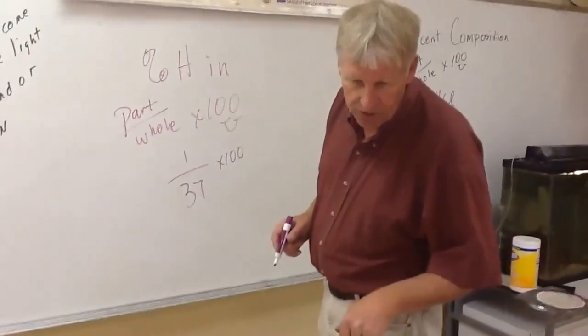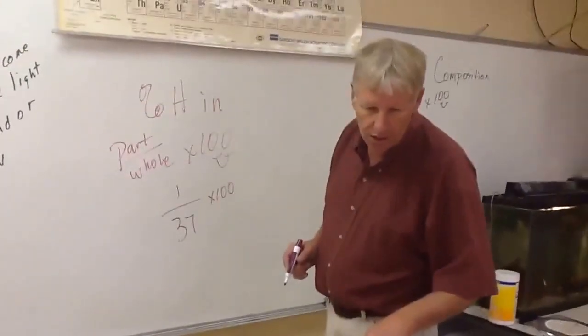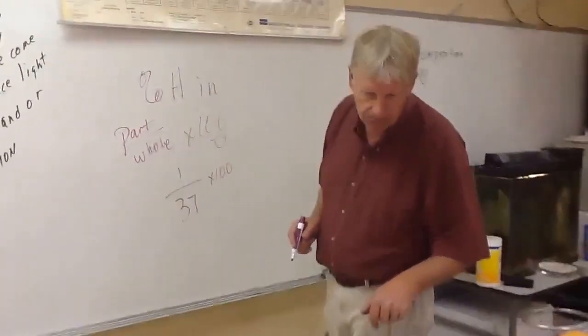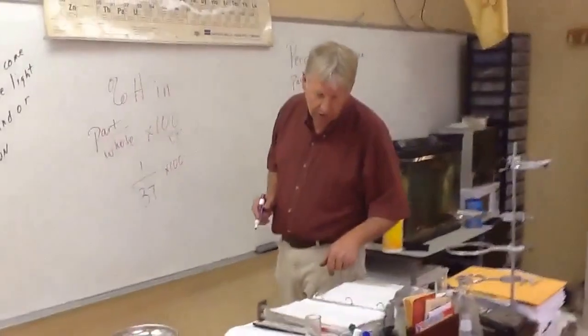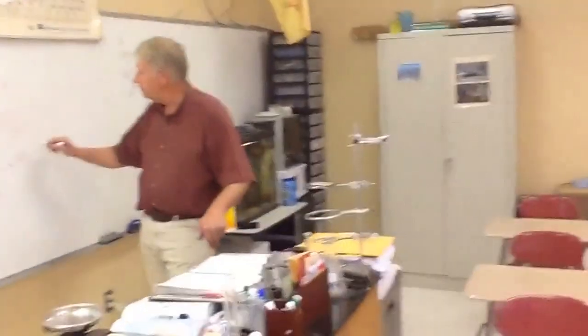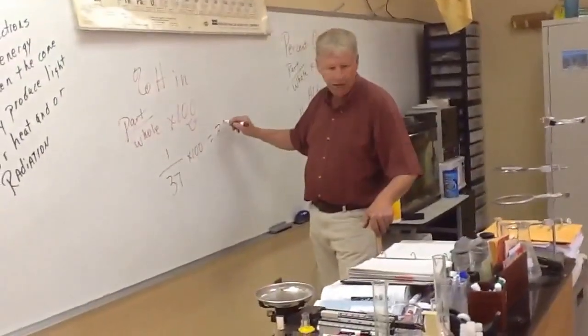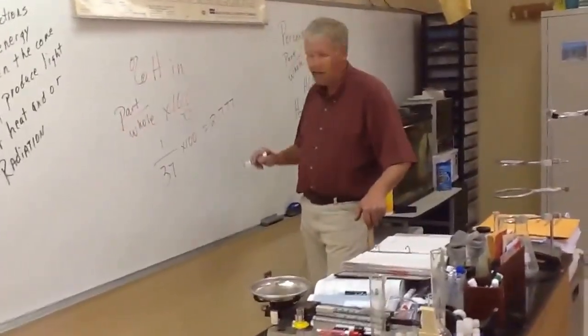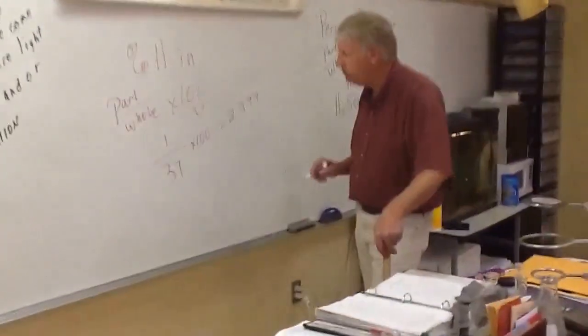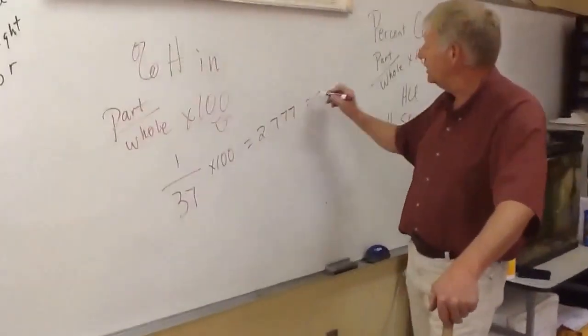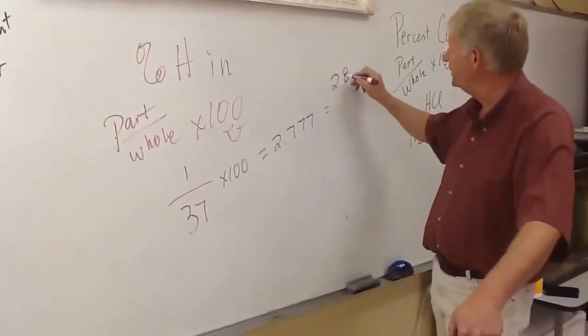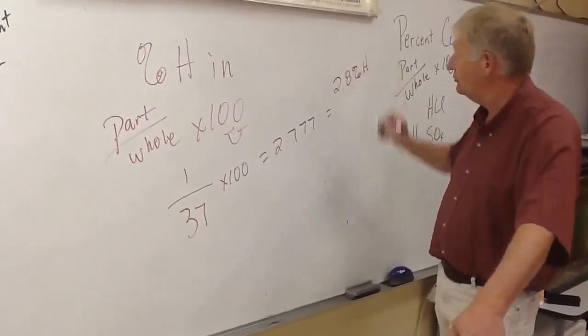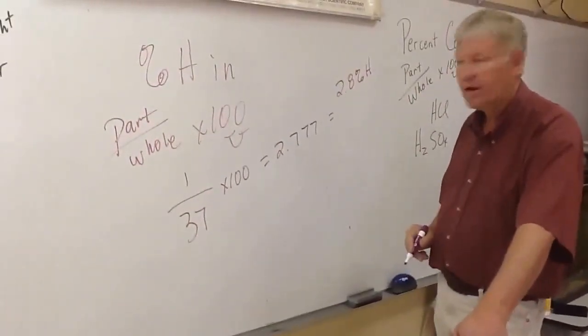And let's see what we did here. When we did that, we got 2.777, and for decimal places, we're going to round that up, so we're going to get 2.8% hydrogen. Okay, all right, there we go.